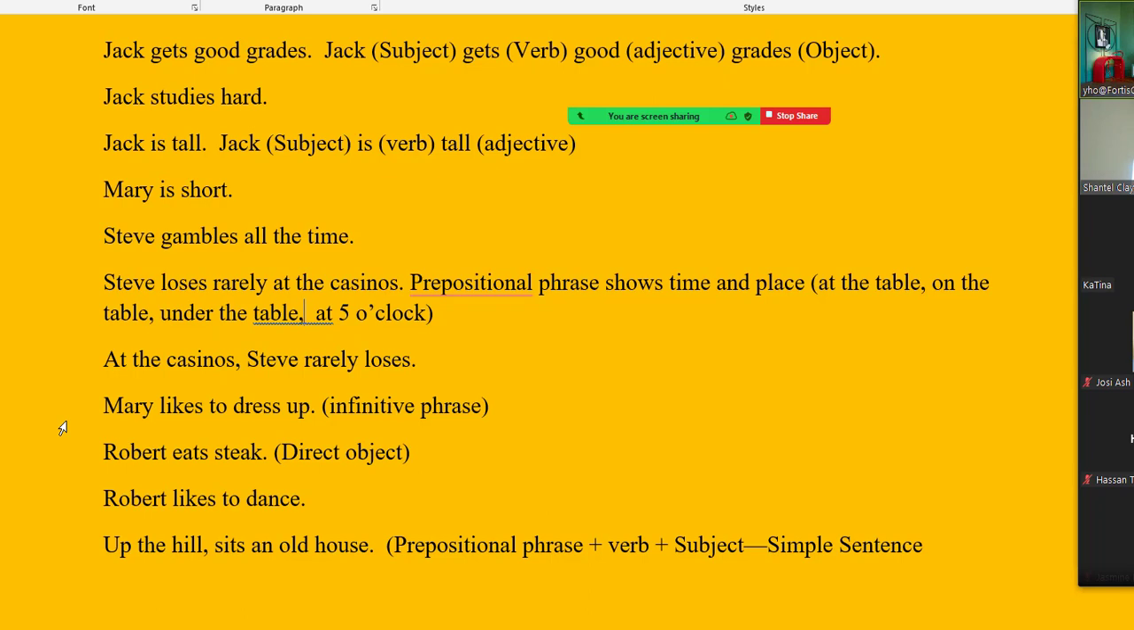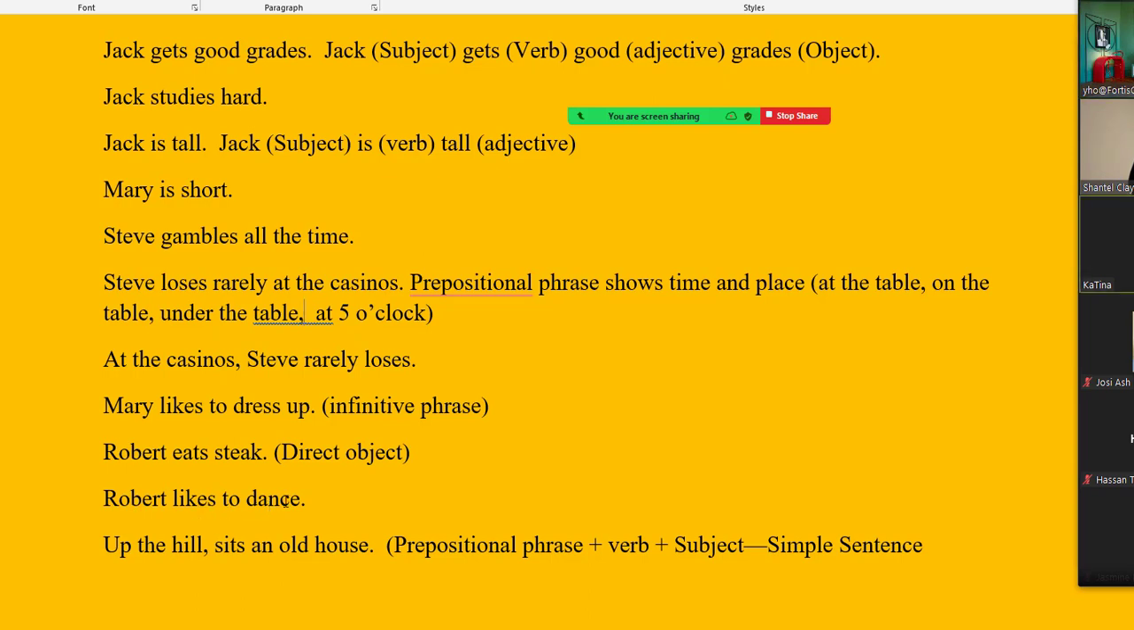Okay, so to grow up in a rich neighborhood, John had the best education, or something like that. That's similar to growing up in a rich neighborhood, John had the best education. When you grow up in a rich neighborhood, John gets the best education. It's all the same. So Robert eats steak. Robert is the subject, eats is the verb, steak is the object. So this subject, verb, object is a simple sentence. Robert likes to dance. Robert is the subject, likes is the verb, and to dance is the infinitive used as an object because it comes after the verb.